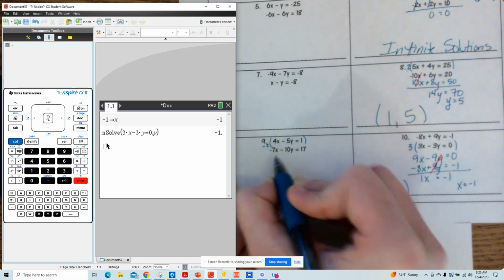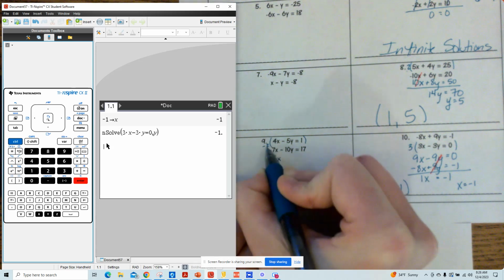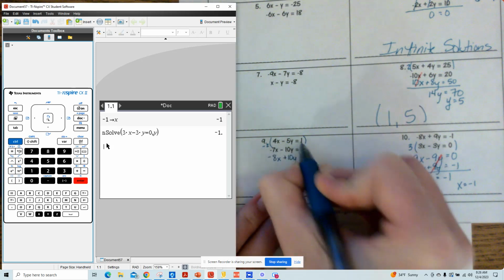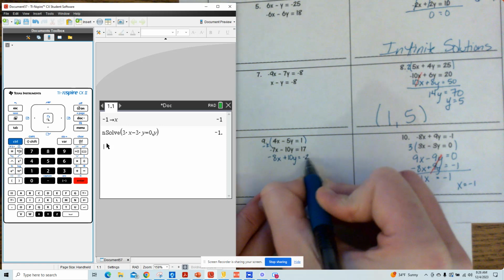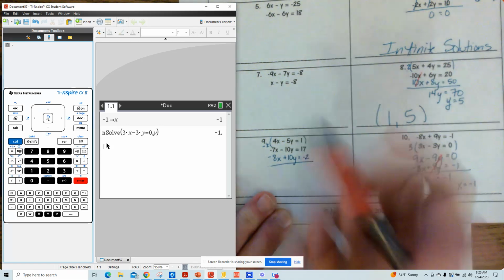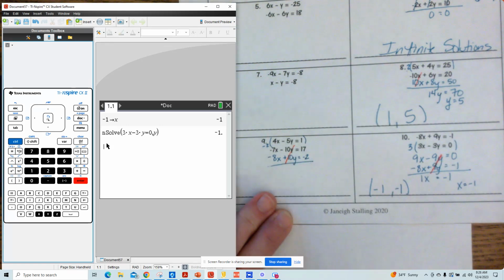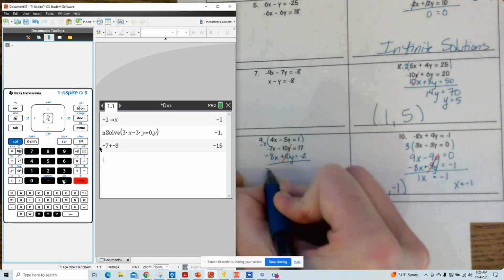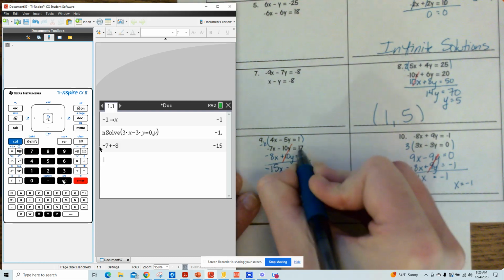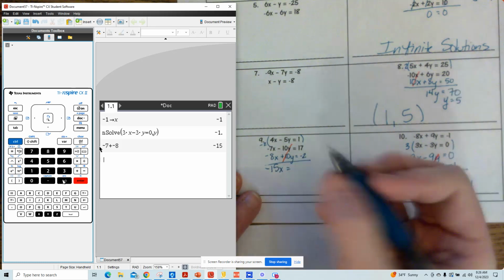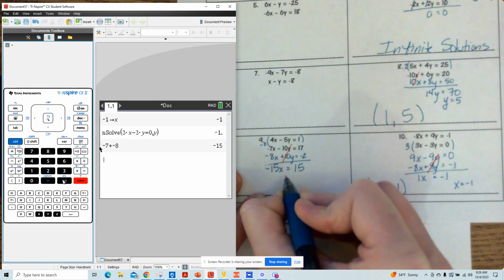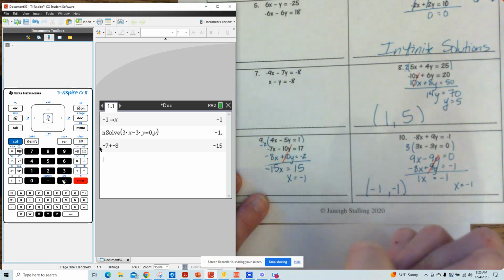So negative 2 times 4x is negative 8x. Negative 2 times negative 5y is positive 10y. Negative 2 times positive 1 is negative 2. So this cancels. Negative 7 and negative 8. Negative 7 plus negative 8 gives me a negative 15x. 17 minus 2, 17 plus negative 2, it's all the same. And again, you can menu 3-1 this, but x is going to equal negative 1.